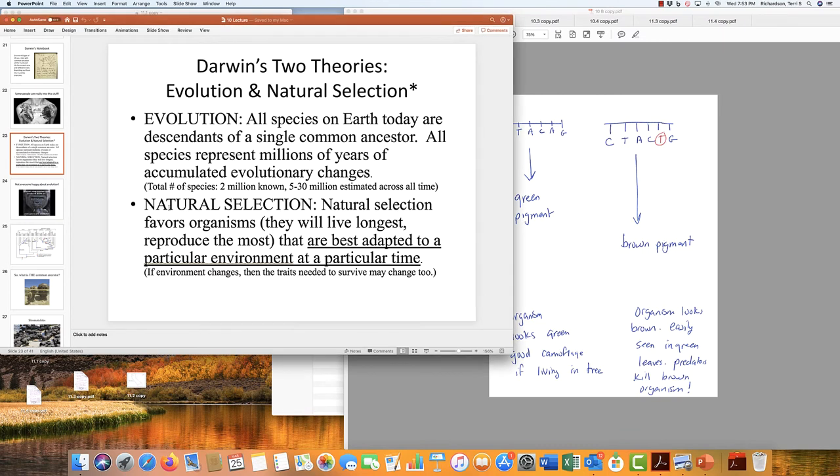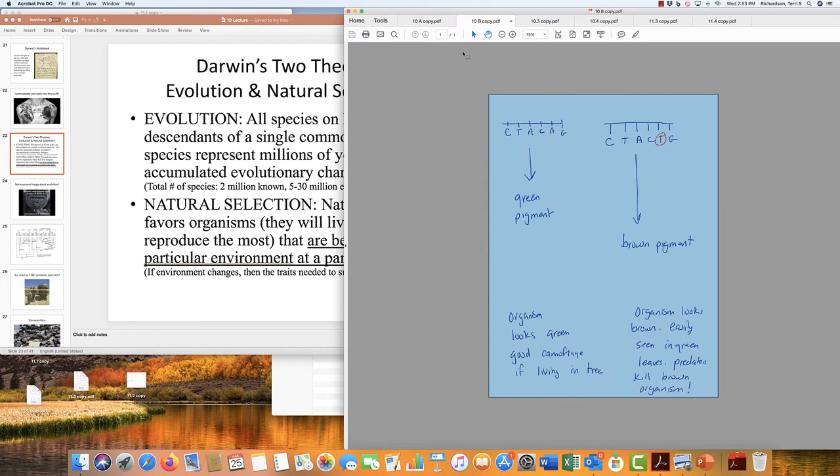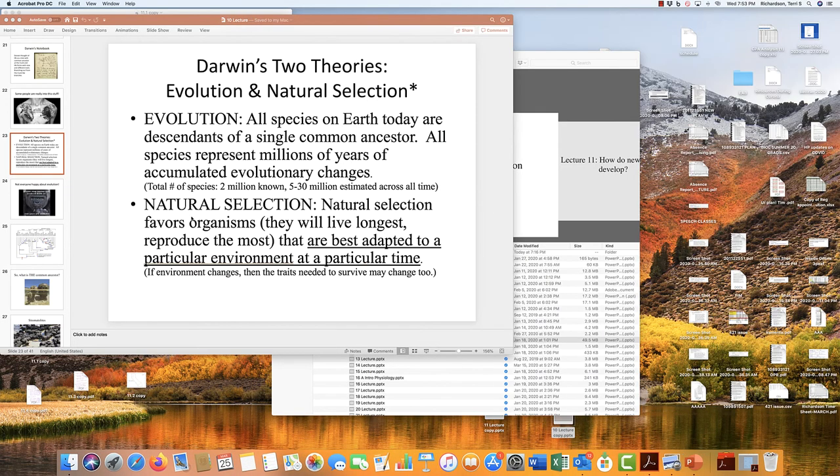Okay, natural selection was Darwin's other theory. And the theory of natural selection, it might sound like these are the same thing, but again, it's a little different. Evolution just means all species on Earth came from one species. Natural selection is that natural selection favors organisms that are best adapted to a particular environment at a particular time.